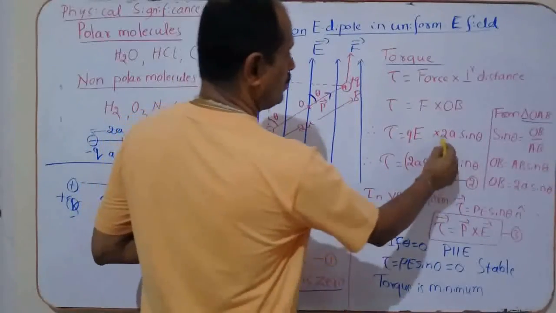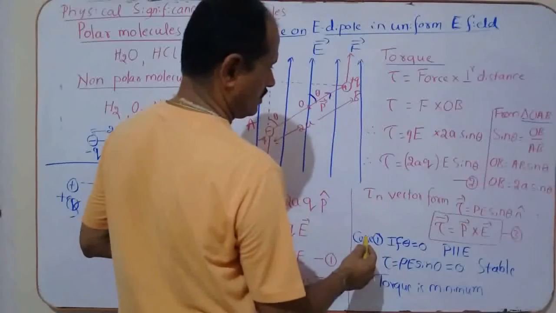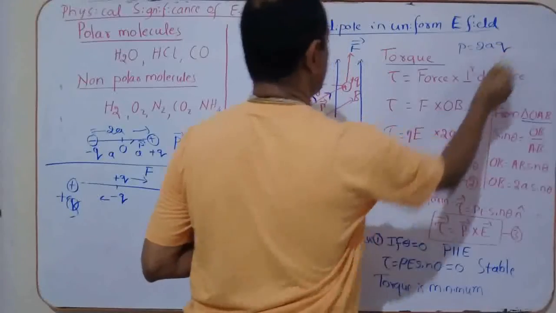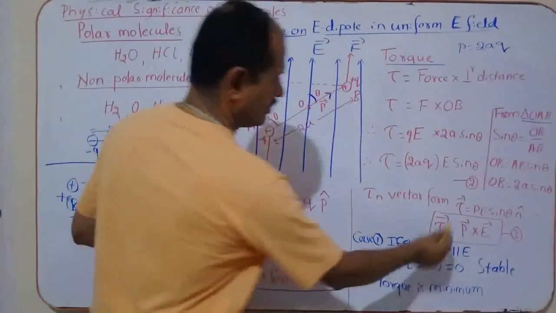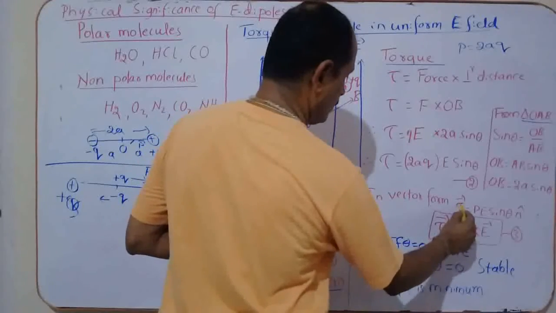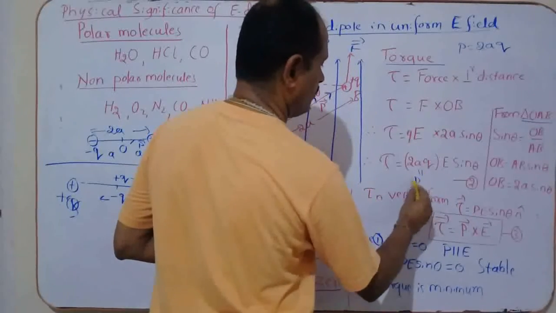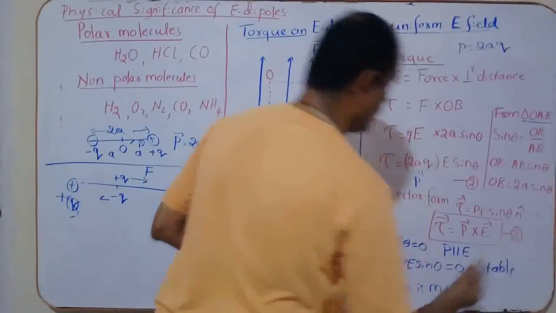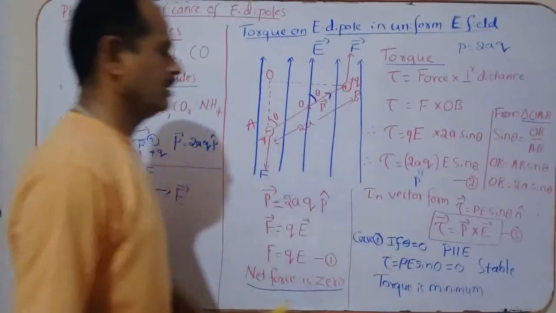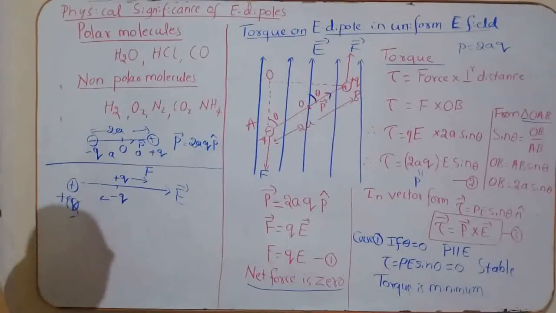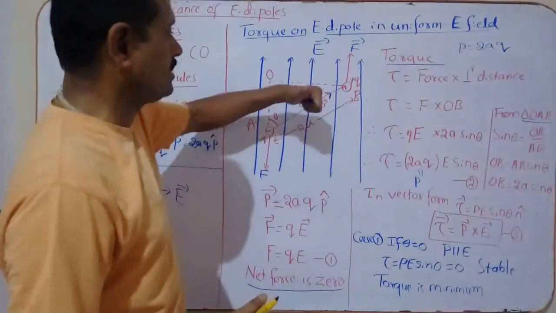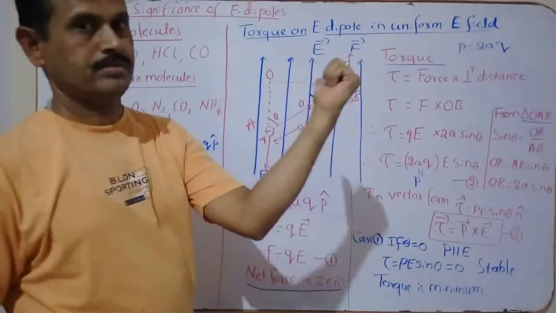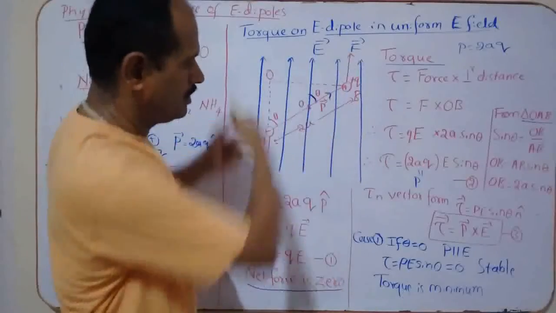Then 2A into Q into E sin theta. 2A into Q is what? That is said to be the dipole moment P. So tau is equal to P E sin theta n cap. Vector tau is equal to vector P cross vector E, the expression for torque on an electric dipole. The direction of the torque is in this direction or in this direction, depending upon the direction of the rotation.